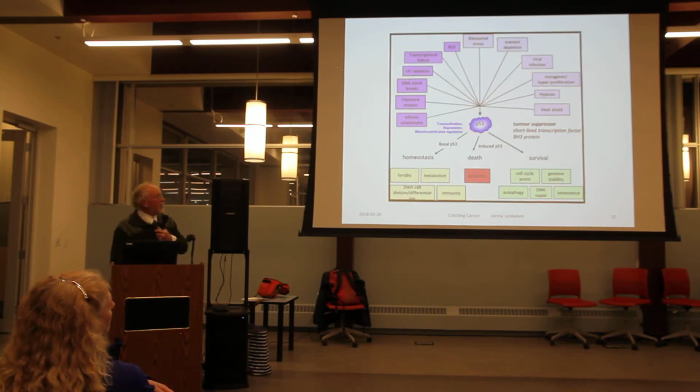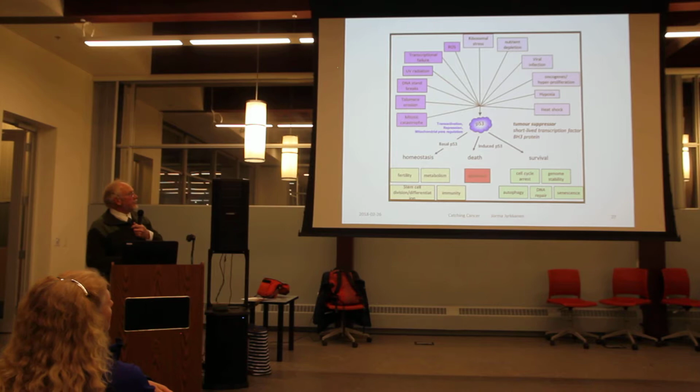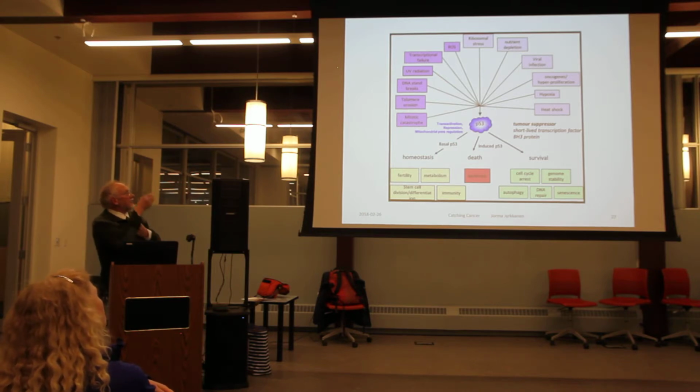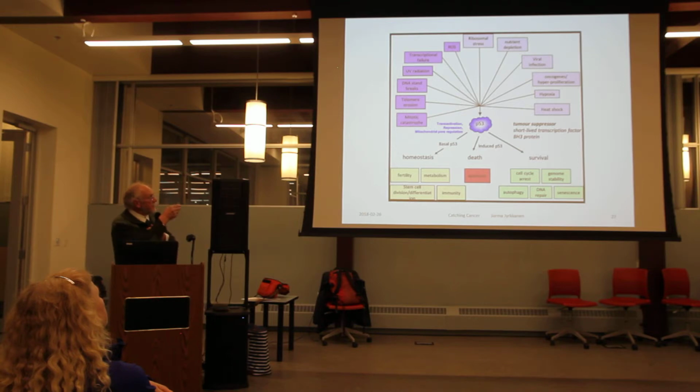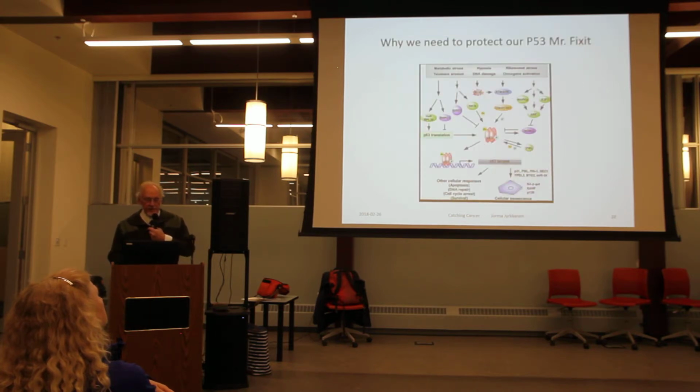These are all of the factors that influence the P53 gene. Mitosis, catastrophes, telomere erosion, DNA strand breaks, ultraviolet radiation, and so on. Reactive oxygen stress, ROS, is really important. And on and on. Anyway, its normal job is homeostasis and survival and inducing death. So you can see how important it is, and we need to protect the P53 gene.